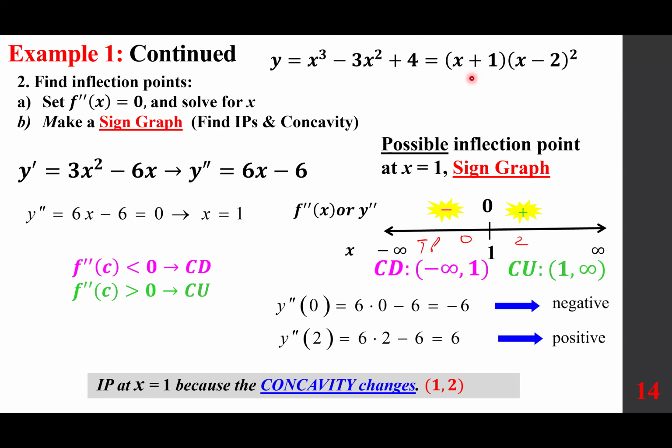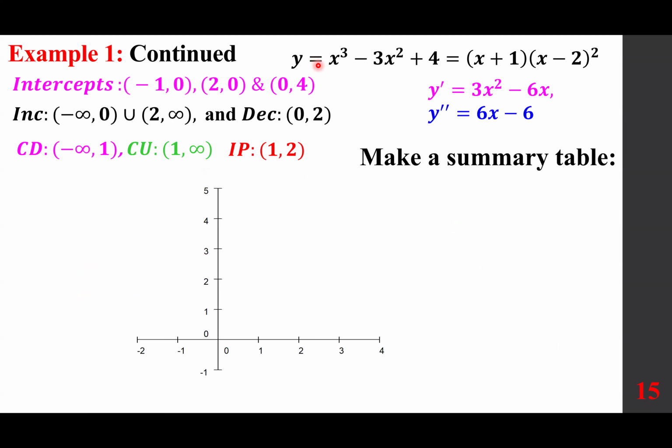We have everything. We have all the intercepts, where the function is increasing, decreasing, local extrema, where the function is concave up, concave down, and the inflection point. We can graph. So what you see here is a reminder of what we did: the function y equals x cubed minus 3x squared plus 4, or (x plus 1) times (x minus 2) squared. Y prime is 3x squared minus 6x. Y double prime is 6x minus 6.